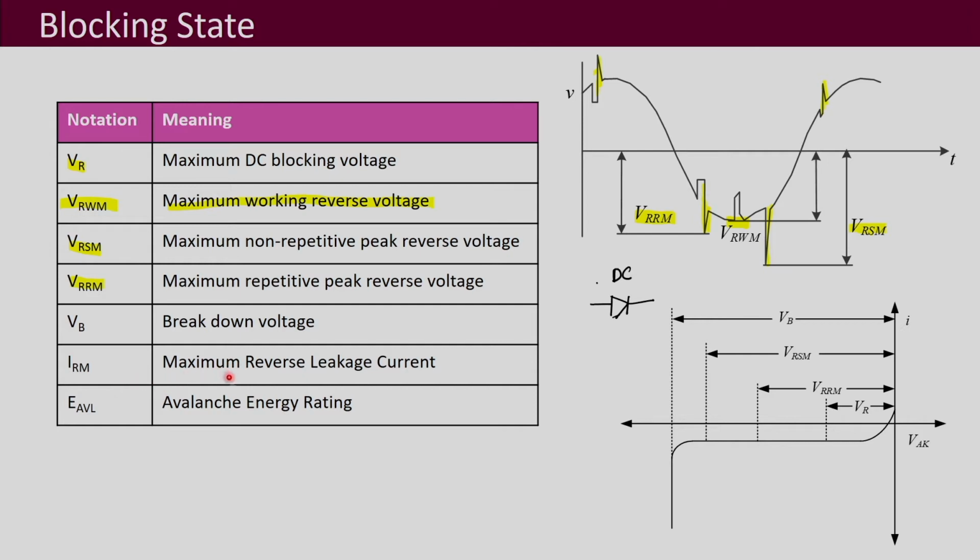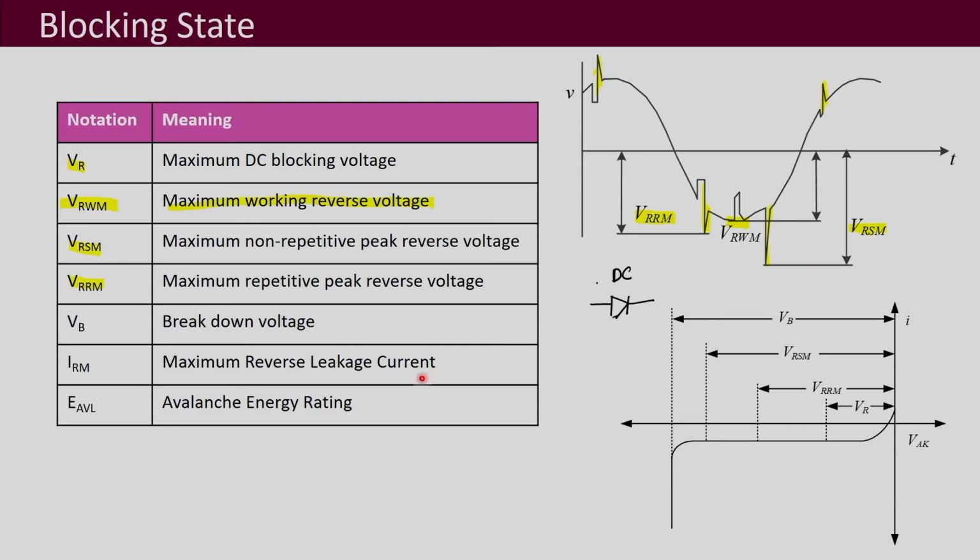VB is how it is denoted. There may be a small leakage current through the device while the diode is blocking, that is your maximum reverse leakage current IRM, which is also given in the data sheet many times. Then sometimes in the data sheet this specification is also given, called the avalanche energy rating.